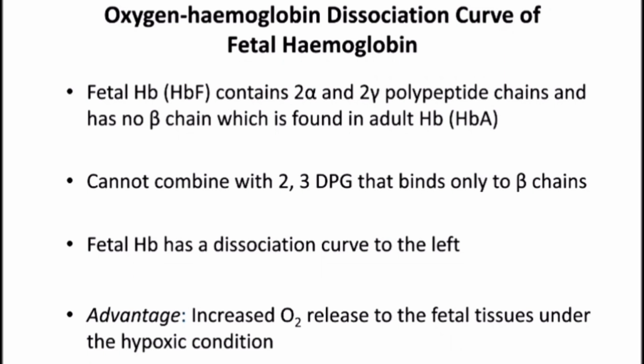Here there is no beta chain in fetal hemoglobin. That's why fetal hemoglobin is a factor in the shift to the left. So the advantage of fetal hemoglobin is increased oxygen release to the fetal tissues under hypoxic conditions. Hypoxia is nothing but decreased oxygen content in the body, and even in a hypoxic state, fetal hemoglobin can increase oxygen release to the fetal tissues.